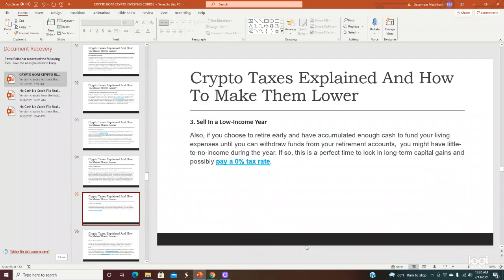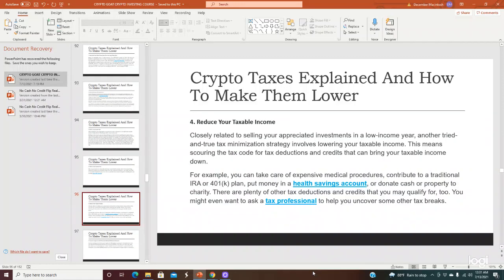But also another way, to finish that off, is if you choose to retire early and have accumulated enough cash to fund your living expenses until you can withdraw funds from your retirement accounts, you might have little to no income during the year. If so, this is a perfect time to lock in long-term capital gains and possibly pay a 0% tax rate. So remember that. Connect those dots, y'all.